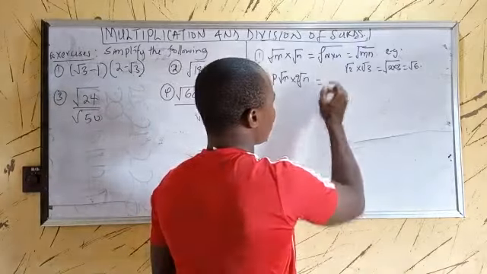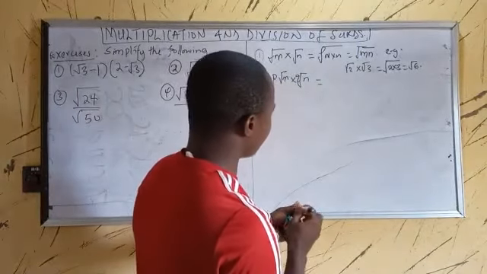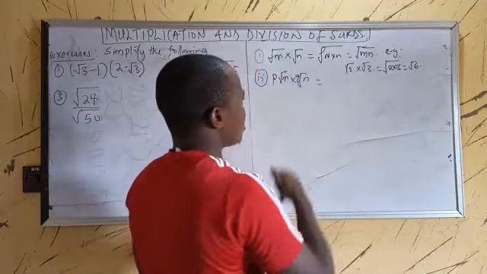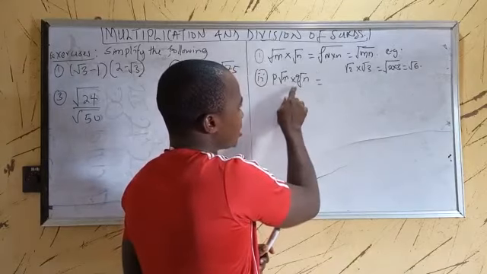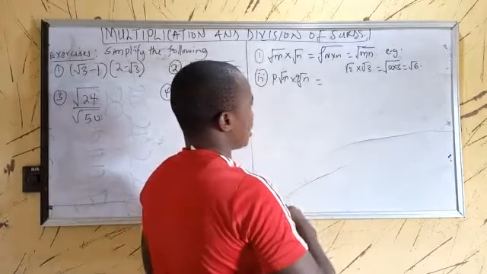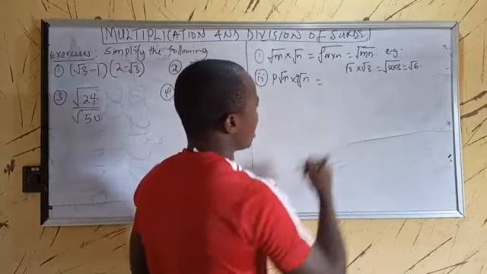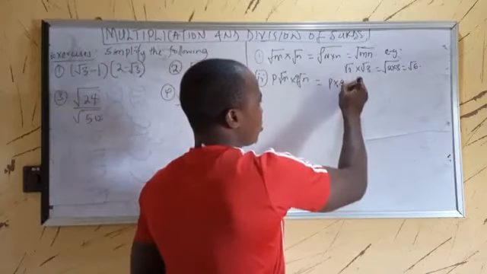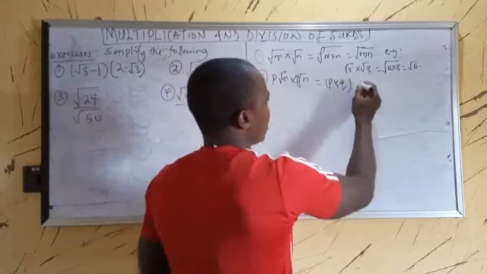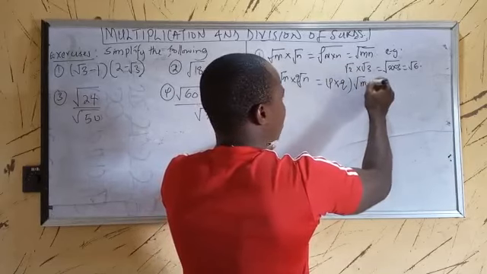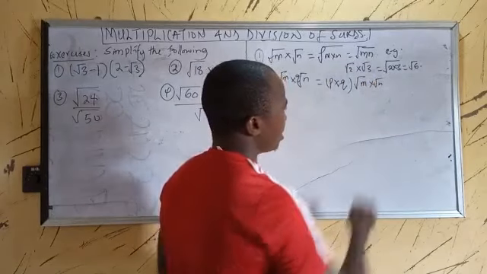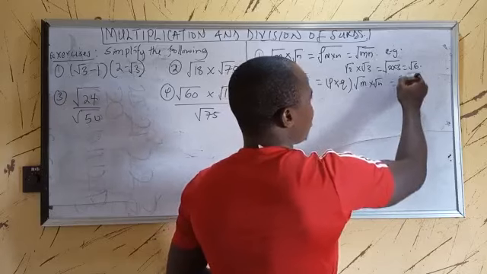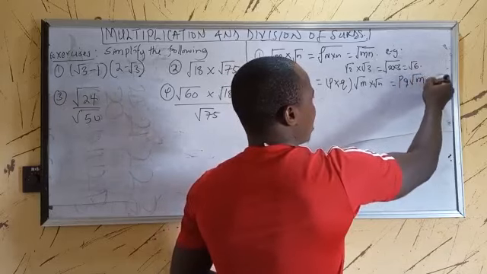Also, the second one is if you have p root m multiplied by q root n. You can see this one is different from the one we have here. You are going to look at the p and the q at the back of this radical sign. So p and q will combine, then root m times root n will also combine. So we have pq root mn.